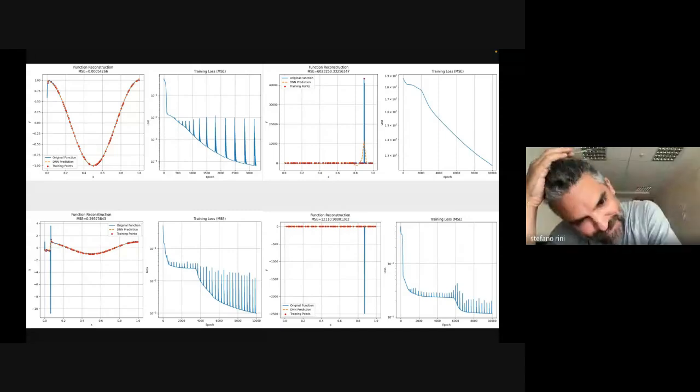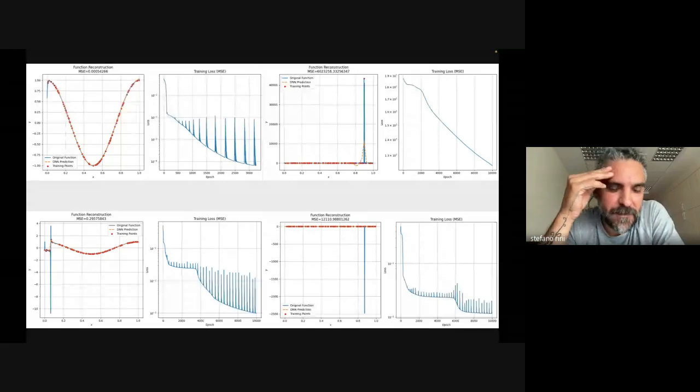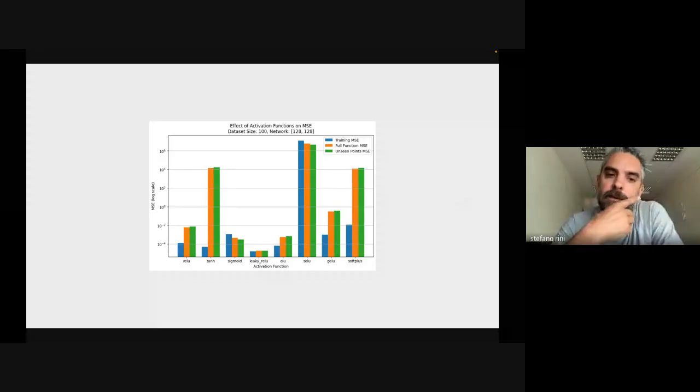Tell us which function gives you which loss, right? Otherwise, how do we know? I will show you. Go ahead. Okay, these are the 8 functions. The top left function you mentioned is the ELU. Leaky ReLU, yeah. Okay, good.